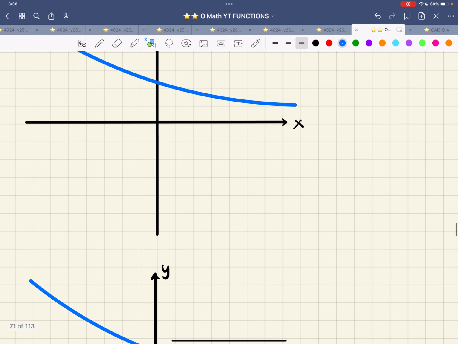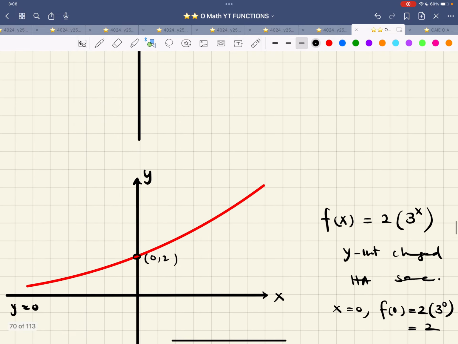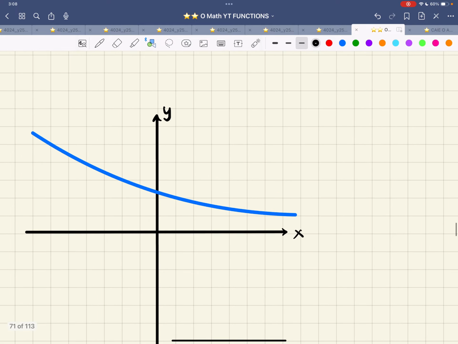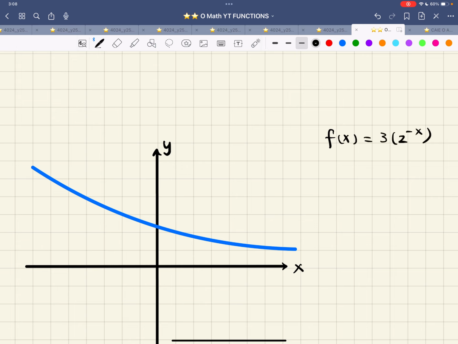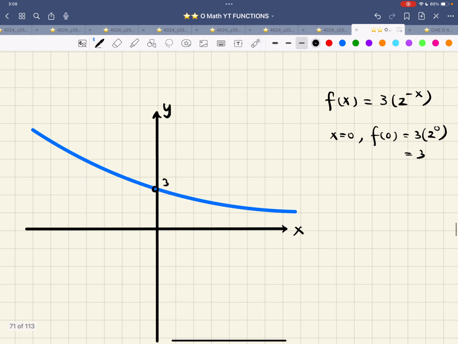Okay. So now, f(x) is equals to 3 into 2 raised to power of -x. When x is 0, f of 0 is 3 into 2 raised to power of 0, which is 3. So now this is 3. So now the y-intercept is (0, 3), but the horizontal asymptote remains unchanged at y is equals to 0.